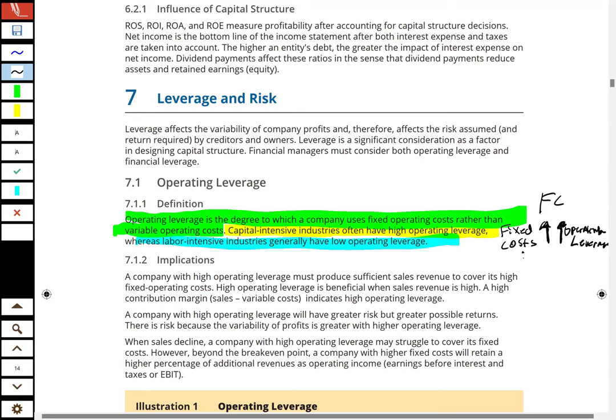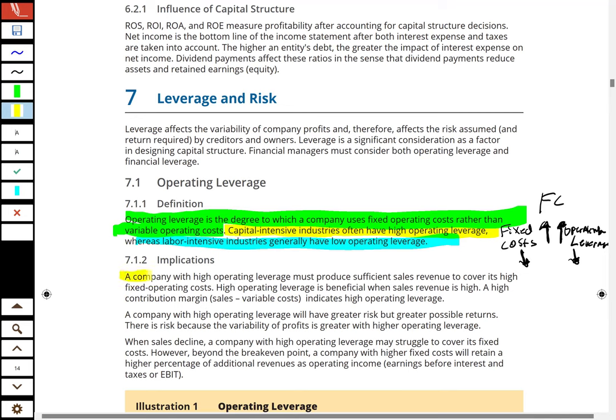Fixed costs are down, operating leverage is down. Okay, so the idea here is what? If you can generate enough revenue to basically cover your fixed costs, then what? Then any revenue above that threshold is going to go directly to profit. Therefore, you are said to have a high operating leverage. Okay, so let's just take a look at some of the implications.